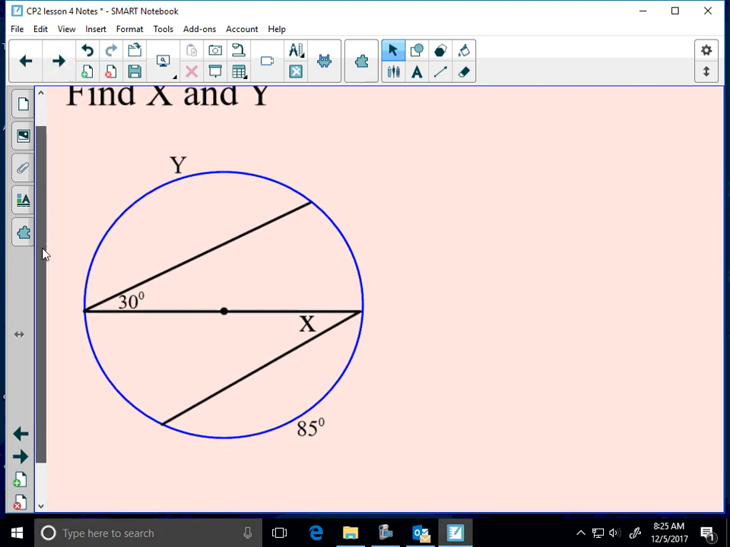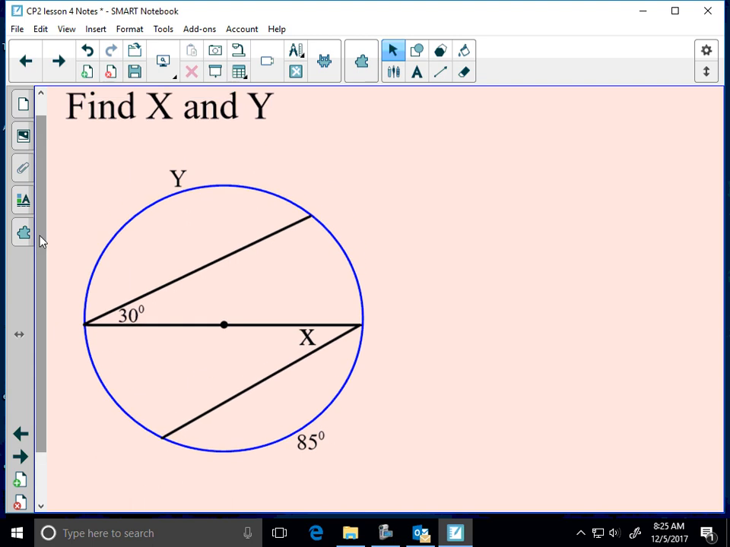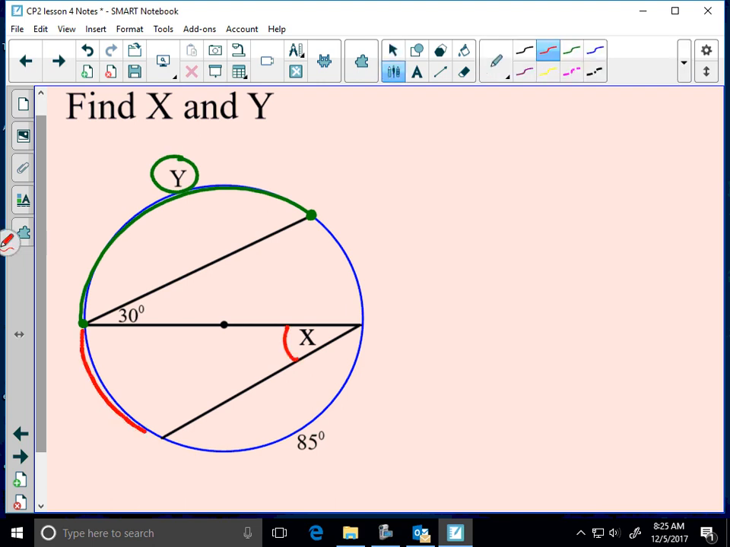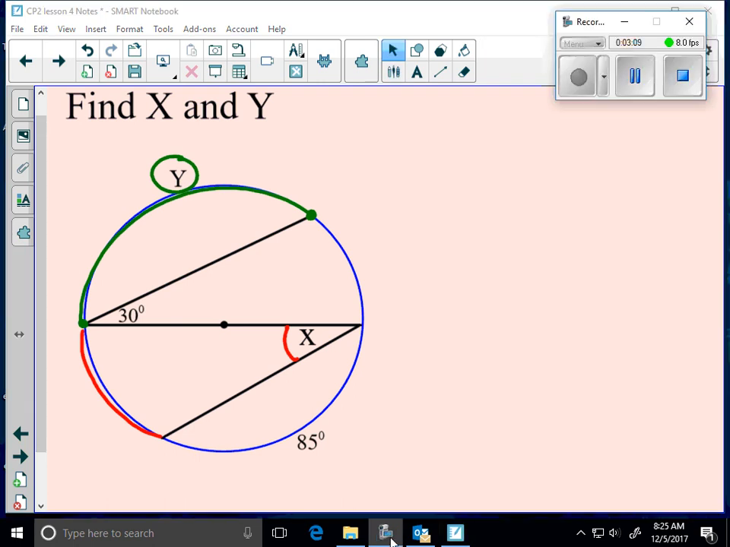Here's a good one. Why don't you take a minute or two and see if you can come up with the measure of angle X and the measure of this arc from here to here. I want to know the measure of that arc, which would be Y, and I want to know the measure of this angle, which may or may not be related to that arc measure. All right, let's get back to it and see how we did so far. Did anybody find X?